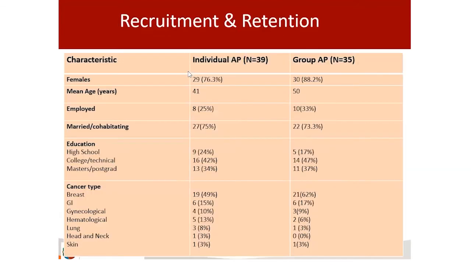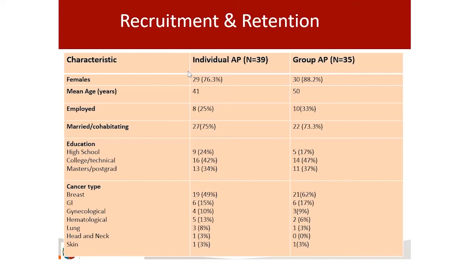So this is a snapshot of how our patient population looked. As you can see here, the individual arm has 39 patients and the group arm has 35 patients. Most of the patients across both arms were female, 77% in the individual and 89% in the group arm. And the mean age, we didn't stratify for age, so we observed stark differences in mean age in the individual versus the group arm. And very few of them were employed.